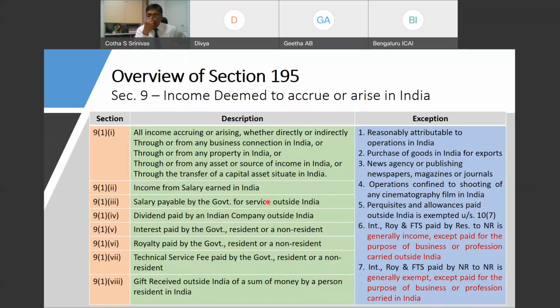But apart from salary, there may be some perquisites and allowances paid for working outside India. Those perquisites and allowances, even though they are considered as income as per 9(1)(iii), have got exemption under section 10, subsection 7. So perquisites and allowances will be exempted. Salary will be charged to tax in India.